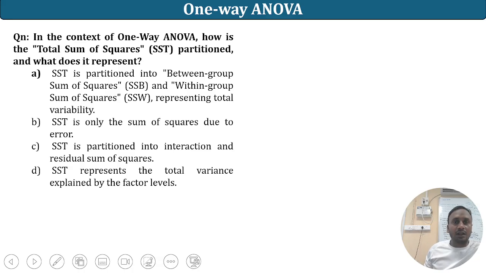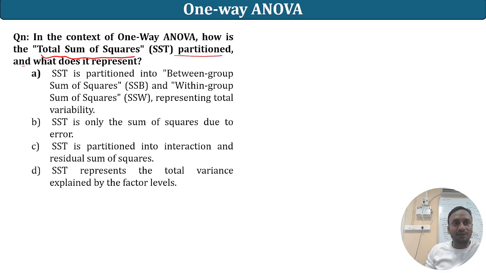Now, in the context of one-way ANOVA, how is the total sum of squares partitioned and what does it represent? Just read it and try to understand what the answer will be. We have calculated the SST also.